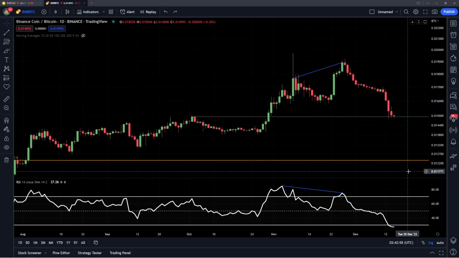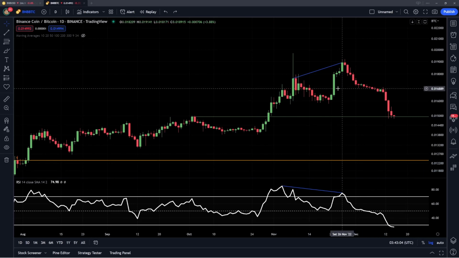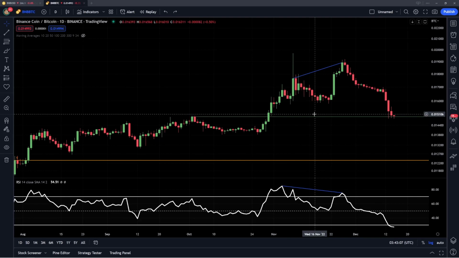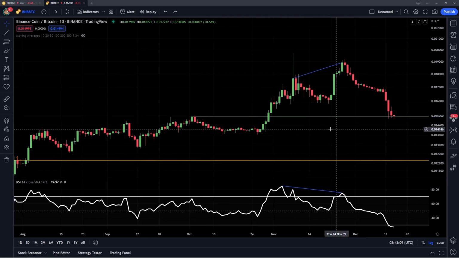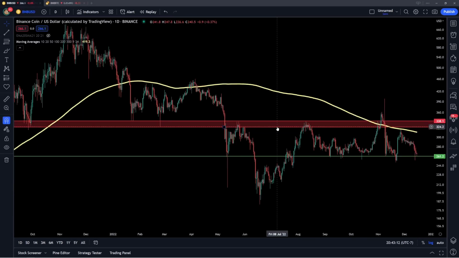In today's video, I'm going to be providing a longer term market update for Binance Coin. We'll talk about the BNB Bitcoin ratio and some things happening on this chart with the RSI, some support levels, and the longer term uptrend. We're also going to talk about the BNB USD pair, look at some moving averages, some key ranges, and my longer term outlook with this altcoin.